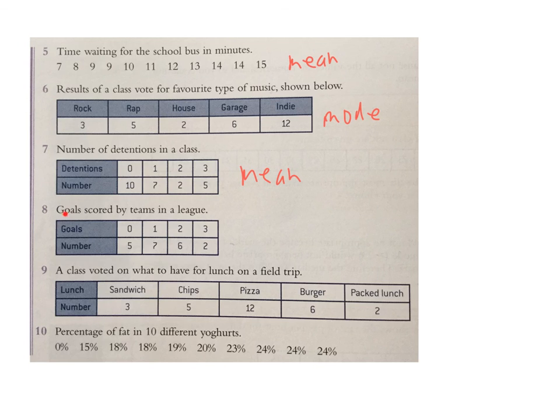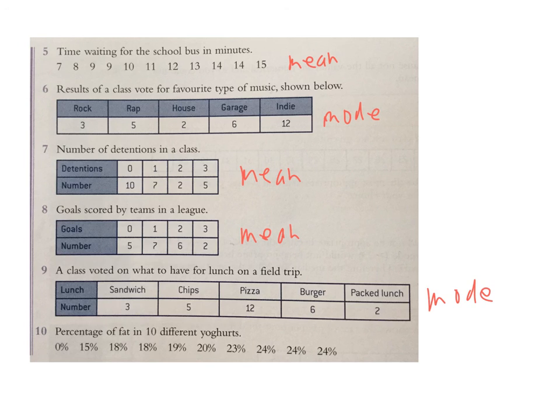Number 8, goals scored by teams in a league. So again, you want to take into consideration everything. There's 5 times where no goals were scored and 2 times where 3 goals were scored. There's no reason to not take into consideration all of them. Median and mode might be useful, but yeah, you want to go with the mean. Number 9, class voted. As soon as you see voted, it's most popular, most common. So number 9 is the mode.